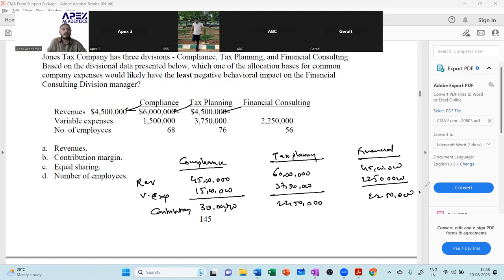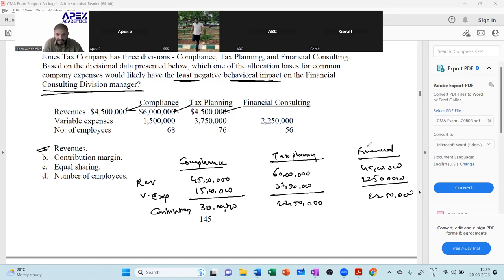Now understand the funda over here. They are saying that which one of these will have the least negative behavioral impact on the financial consulting division manager. What is the meaning of this statement? You have to allocate a certain amount of fixed cost to each of these departments. Now they are asking you a question. If you are using revenue as a basis of allocation, will it be a correct way of allocating the cost?